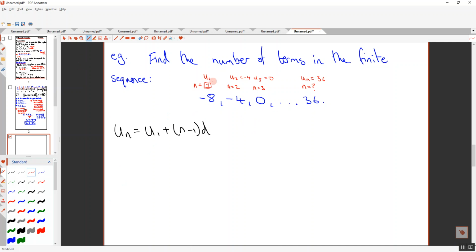So I think it's really useful to think, okay, U1 is the first term, which is -8, and that is when n is equal to 1. U2 is -4, that's when n is equal to 2. U3 is 0, that's when n is equal to 3.